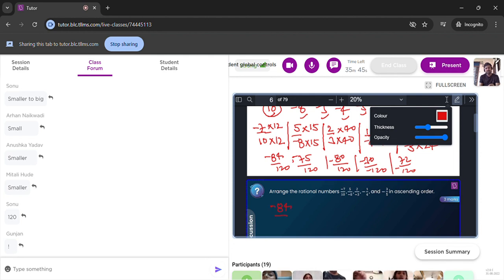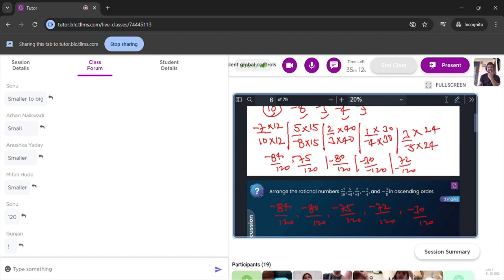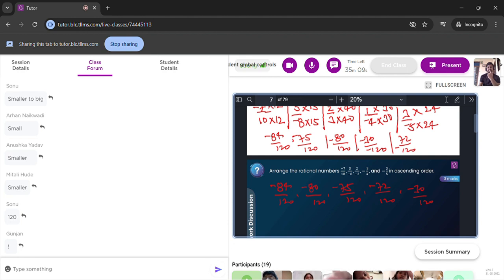So this one will be the smaller one. And after that, which one is greater? Minus 80 divided by 120. And then which one is after that? Minus 75 divided by 120. And after minus 75, which number will come? Minus 72 by 120. In the similar way, which number will come after that? Minus 30 by 120.